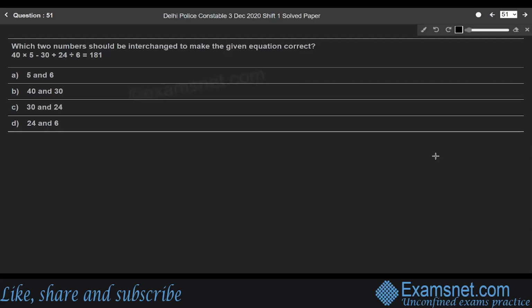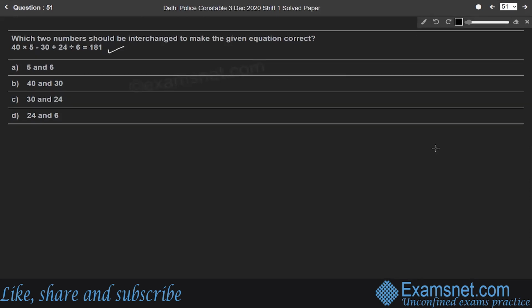Question 51. Which two numbers should be interchanged to make the given equation correct? So the given equation is like this. Let us start with option A, when 5 and 6 are interchanged. So the given equation becomes 40 into 6 minus 30 plus 24 divided by 5 is equal to.